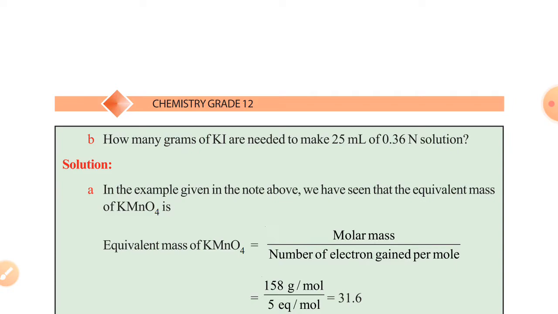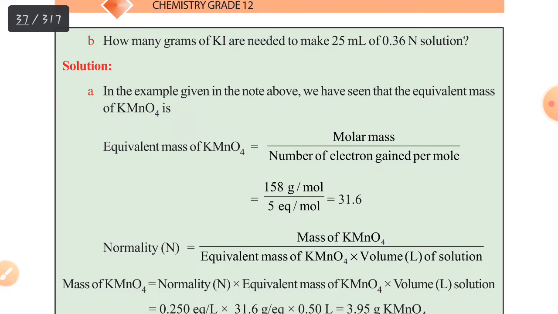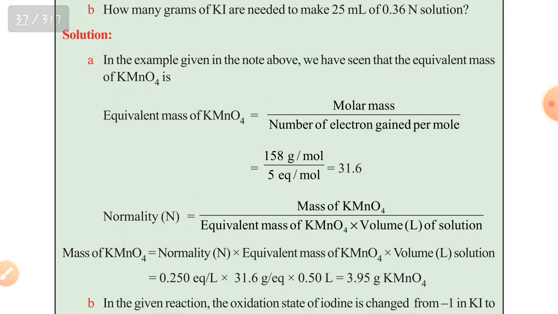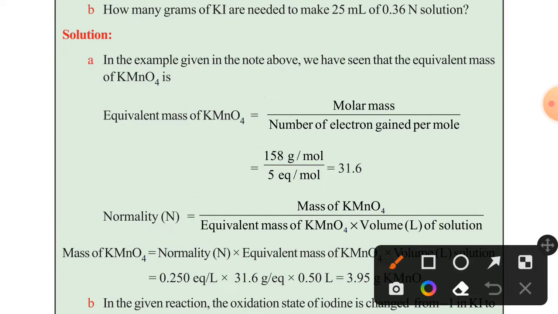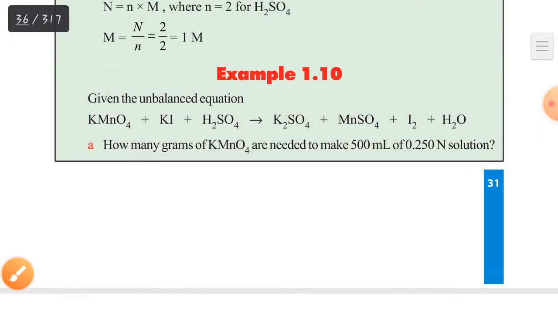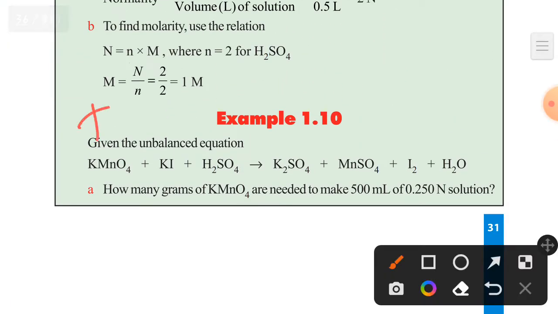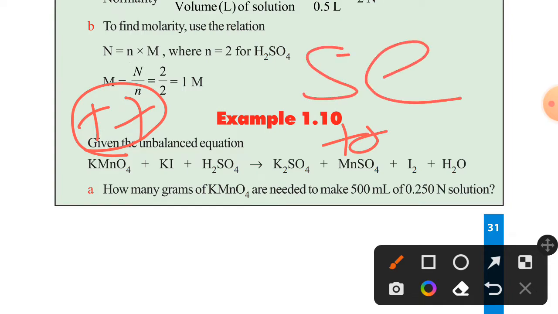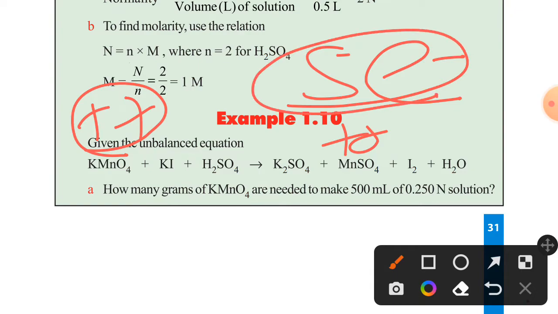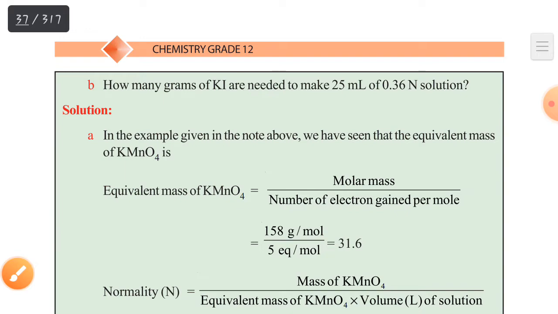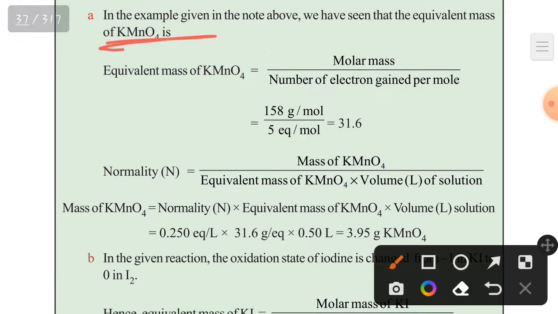Okay. In the example given in the note above, we have seen that the equivalent mass of potassium permanganate is its molar mass over number of electrons gained. In potassium permanganate the oxidation number of manganese is +7, and here it is +2. So subtracting, the electron transfer was 5. The molar mass of potassium permanganate is 158.